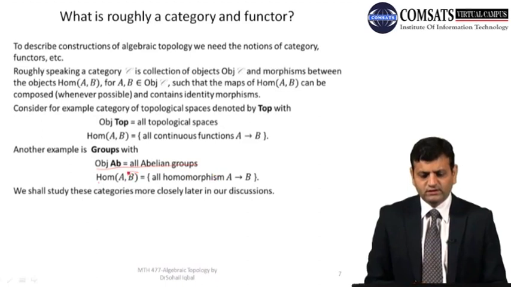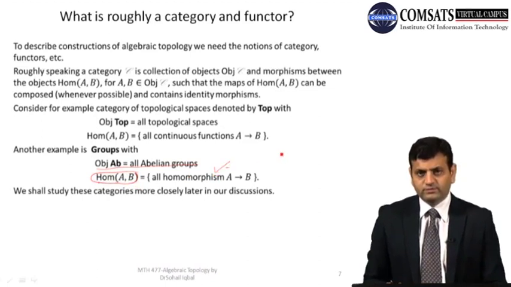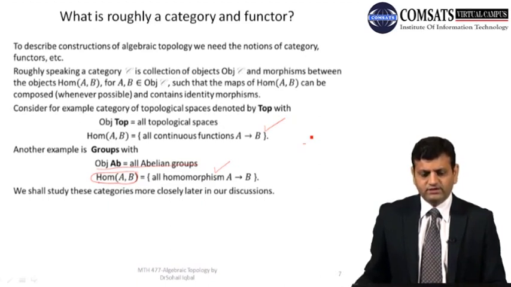So in this case, Hom(A, B), which is the set of all morphisms from A to B, is the collection of all homomorphisms, because in the case of groups a morphism is in fact a homomorphism. In the case of topological spaces, morphisms are in fact continuous functions. So as we change the objects, the morphisms change. We shall study these categories more closely later in our discussion.